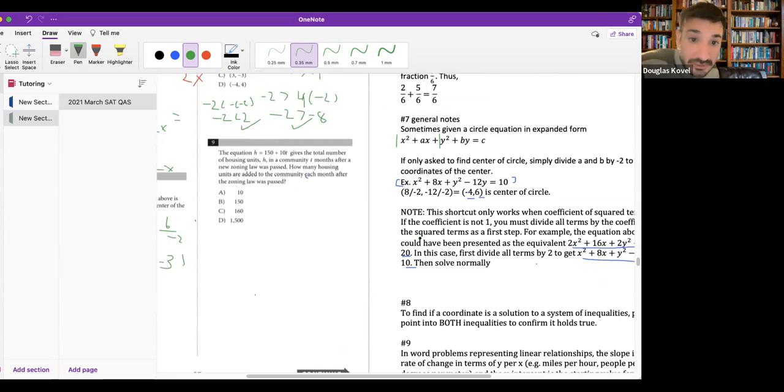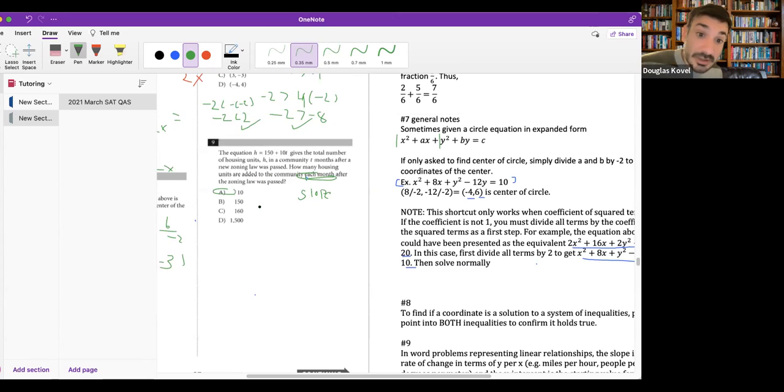So the equation H equals 150 plus 10T gives the total number of housing units H in a community T months after a new zoning law was passed. How many housing units are added to the community each month after the zoning law was passed? So the keyword there is added each month. So this is a rate of change, which tells me that I'm looking for the slope. The slope is total housing per month. So remember, it's y per x. In this case, y is housing and x would be my time. So the slope in this case would be 10, and that would be the answer.